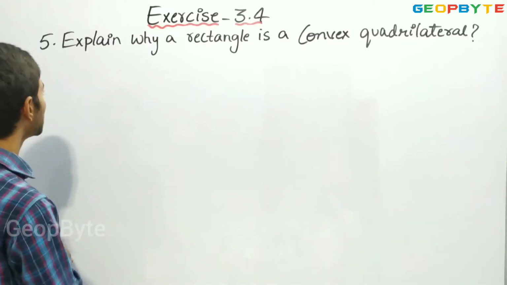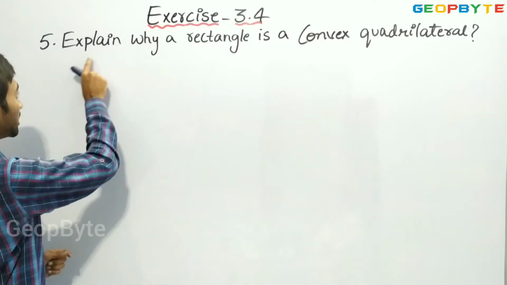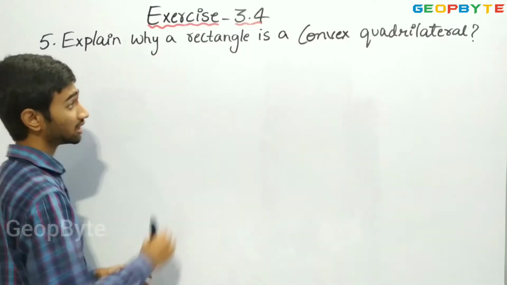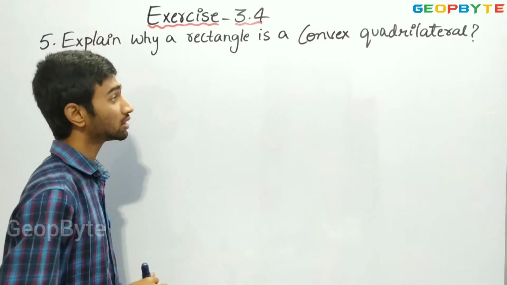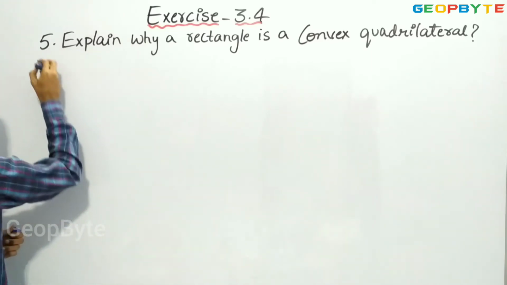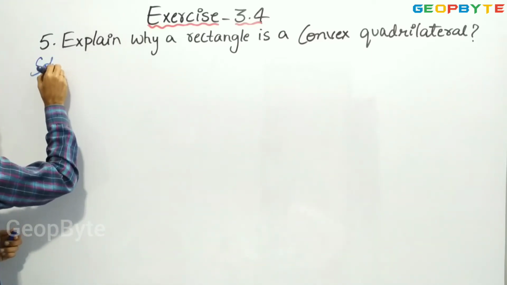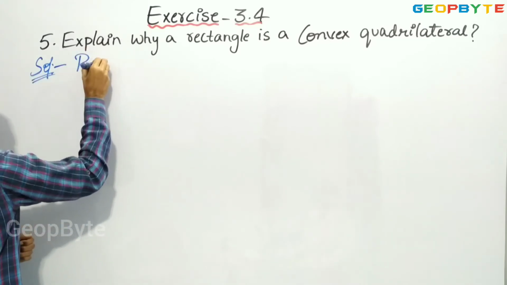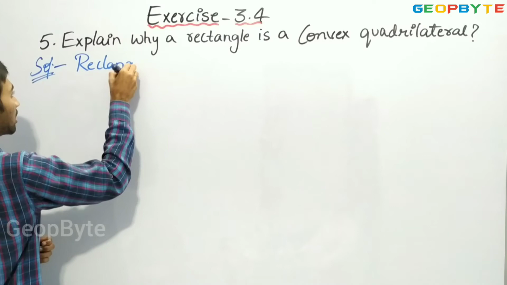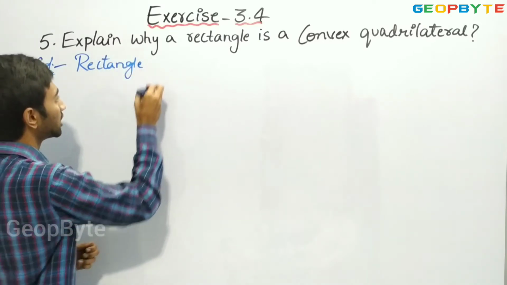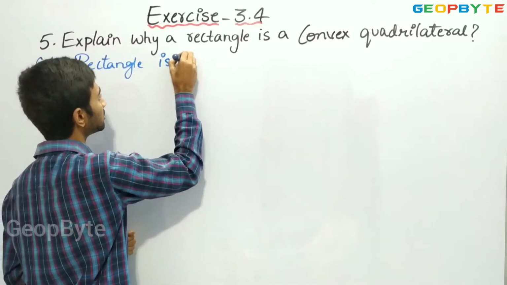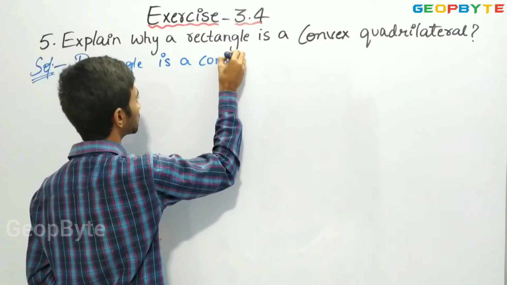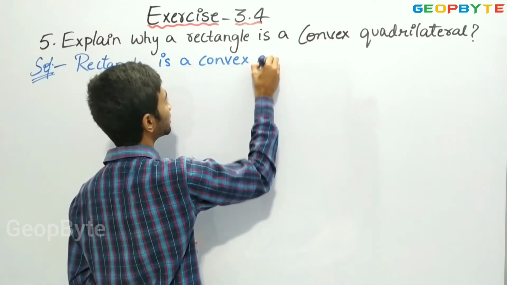Now, let us see the fifth question. Explain why a rectangle is a convex quadrilateral. Solution. So, a rectangle is a convex quadrilateral.